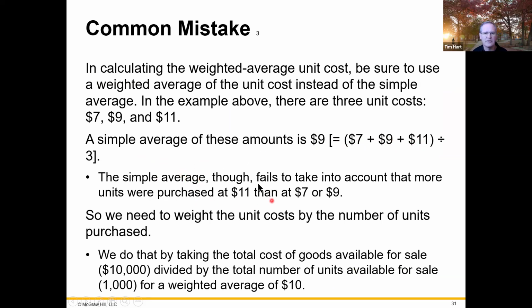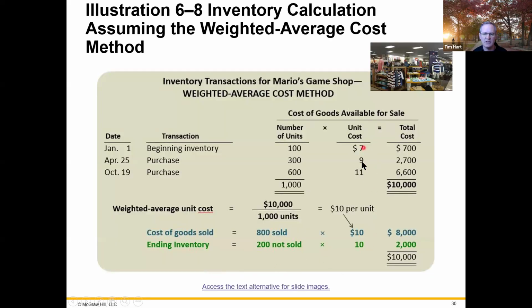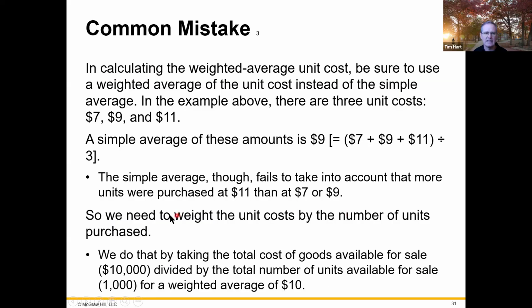But it doesn't take into account that there were more items purchased at $11 than at $7 or $9. So use the weighted average. Take the total cost of goods available for sale, $10,000, divided by the total number of units available for sale, for a weighted average of $10. Okay. So we're not just averaging this, we're averaging the result of buying however many units at those prices. So these larger numbers include the weight of how much was sold, right? That $10,000. So it gives us that $10 instead of $9. That is a very easy mistake to make, weighted average.